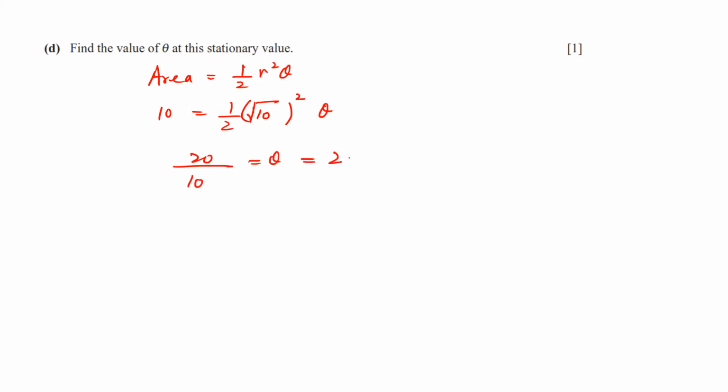Then part D, it says find the value of theta at the stationary value. So remember, we have area given as half R square theta. Area was equal to 10, so 1 by 2, R square, this value is root 10 squared, and we have to find the value of theta. So 20 divided by 10 is equal to theta. This becomes equal to 2 radians, and this is our answer.